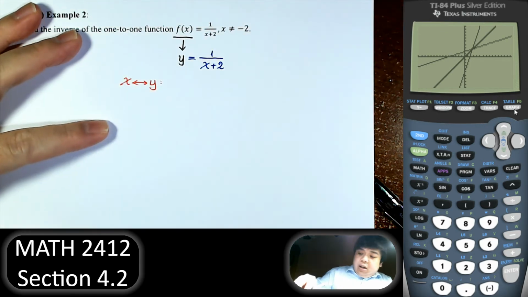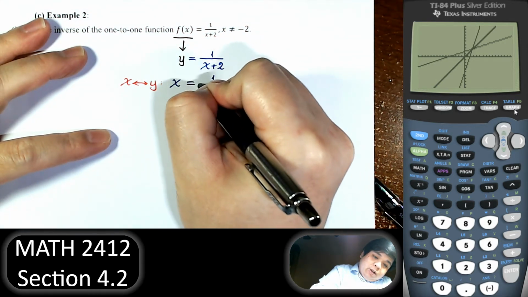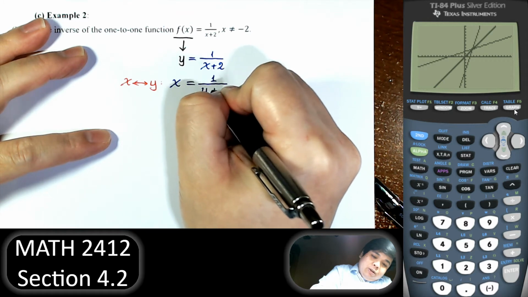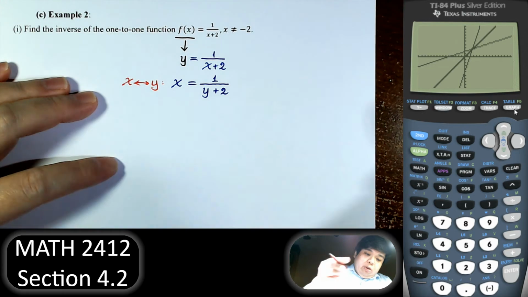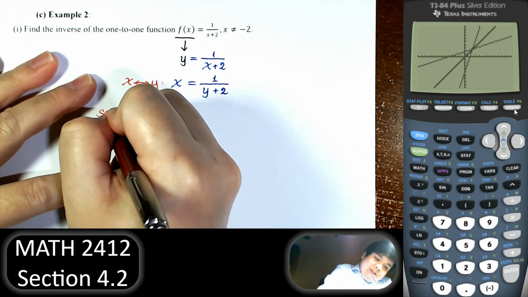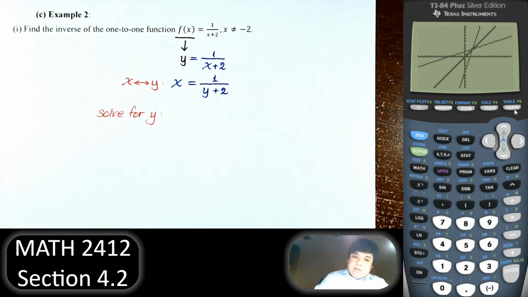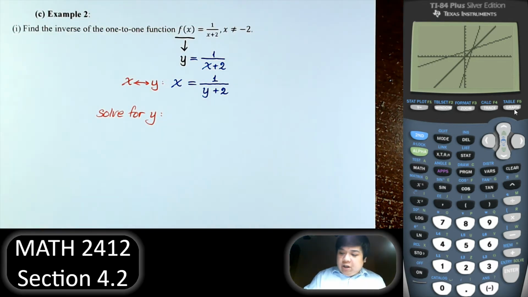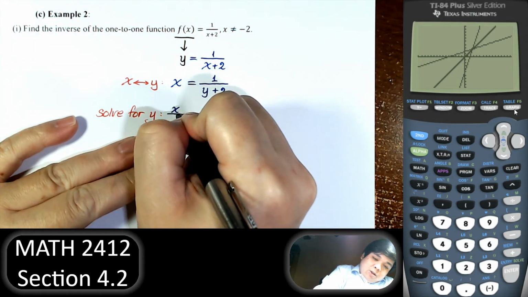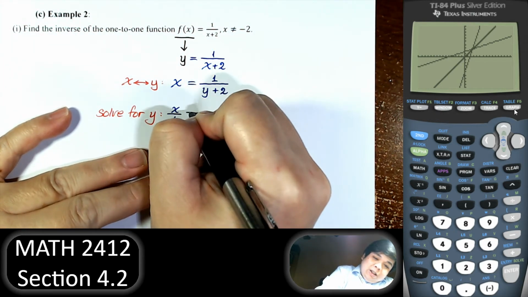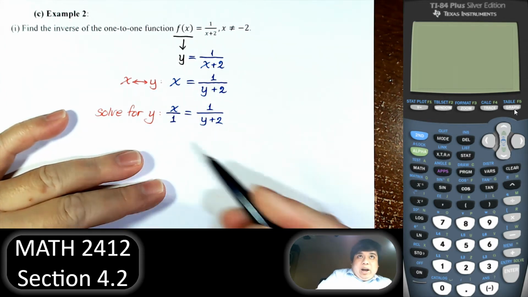So now the first step, of course, was interchange x and y, and then we solve for y. Do that, we have x equal to 1 over y plus 2. Next step is to solve for y. So we can make a fraction here. x over 1 equal to 1 over y plus 2. We can cross multiply.